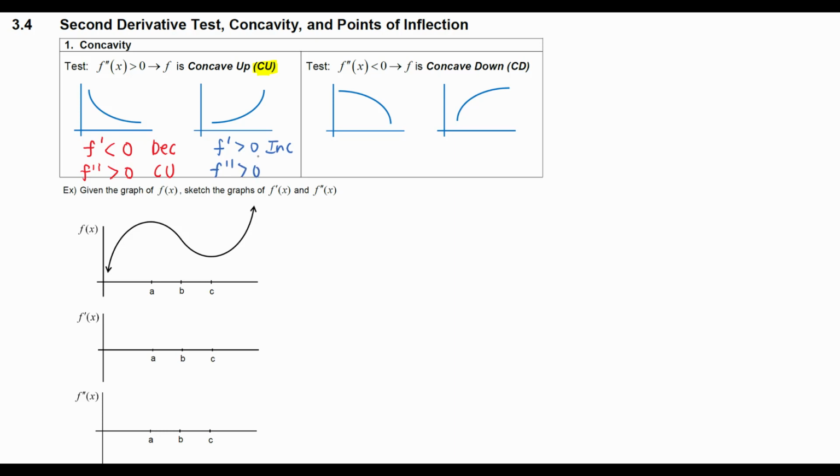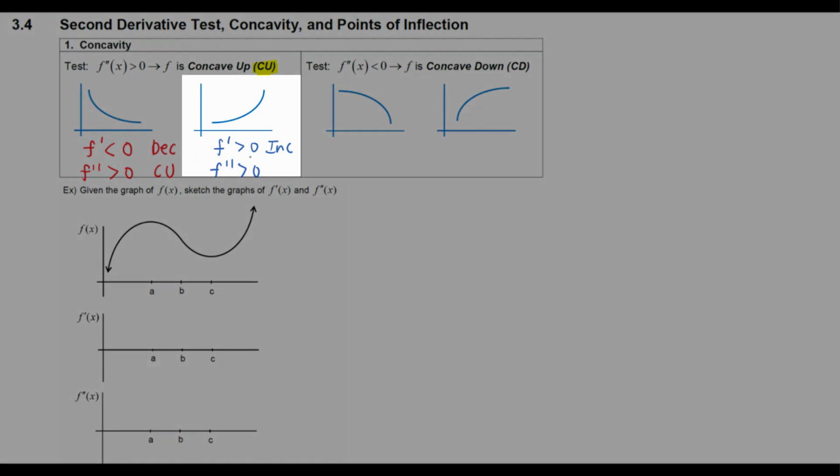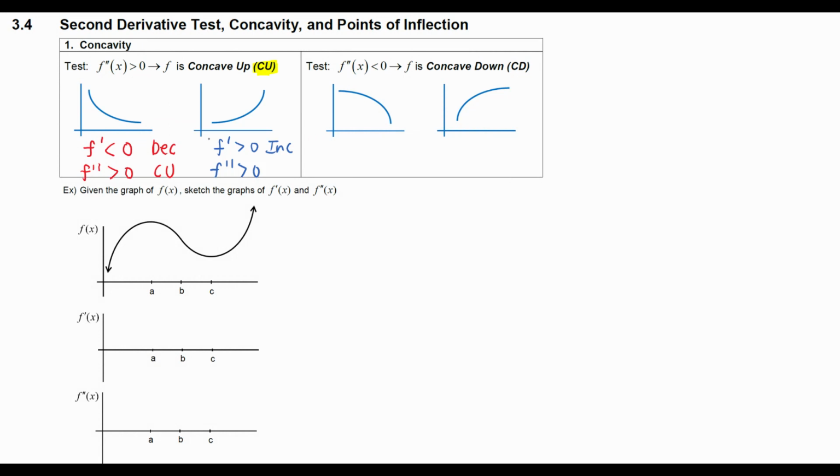So note that the sign of f prime has nothing to do with the sign of f double prime. F prime is negative, but f double prime is positive in the first case. And f prime is positive, but f double prime is still positive in the second case. So basically, the f double prime sign has nothing to do with the f prime sign.